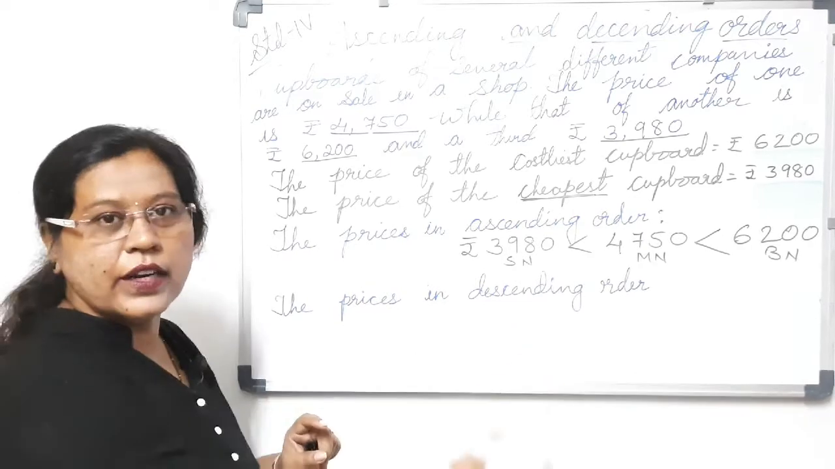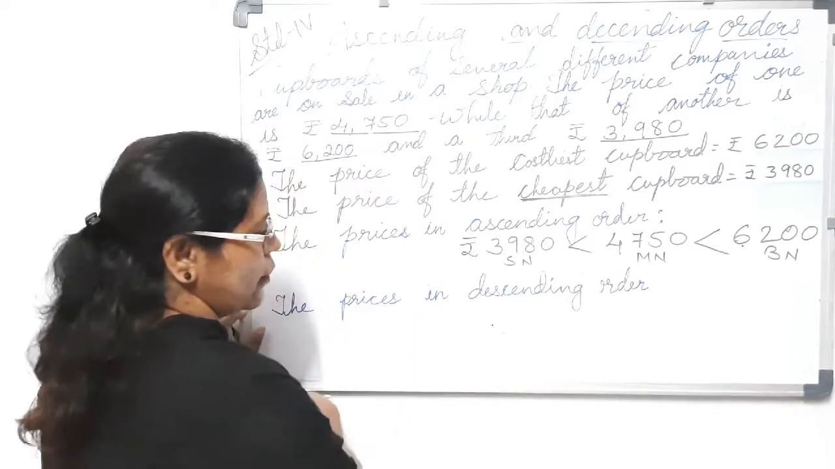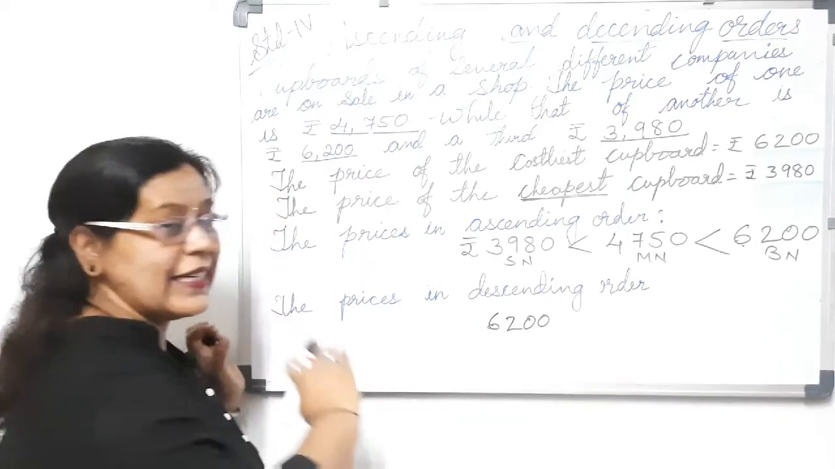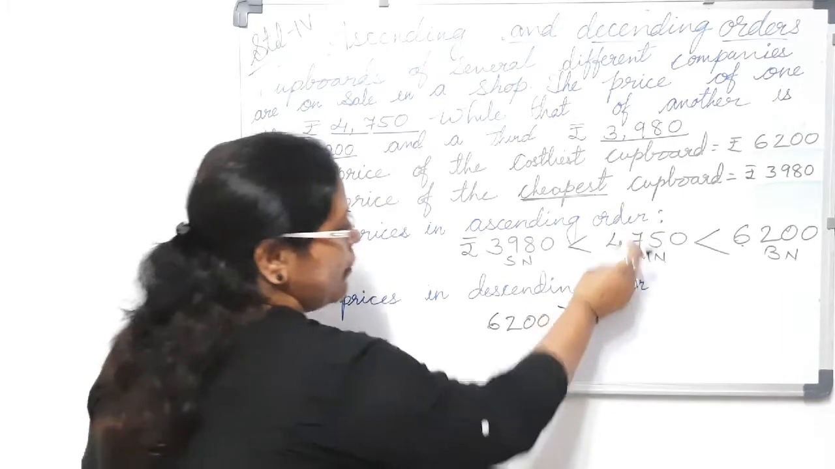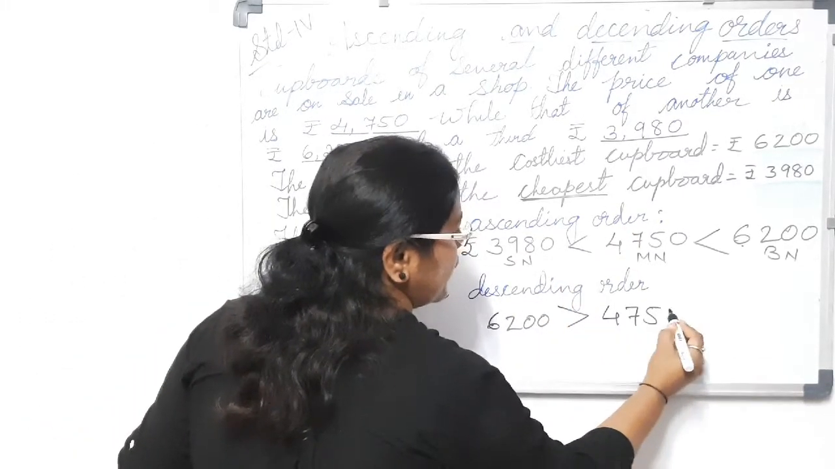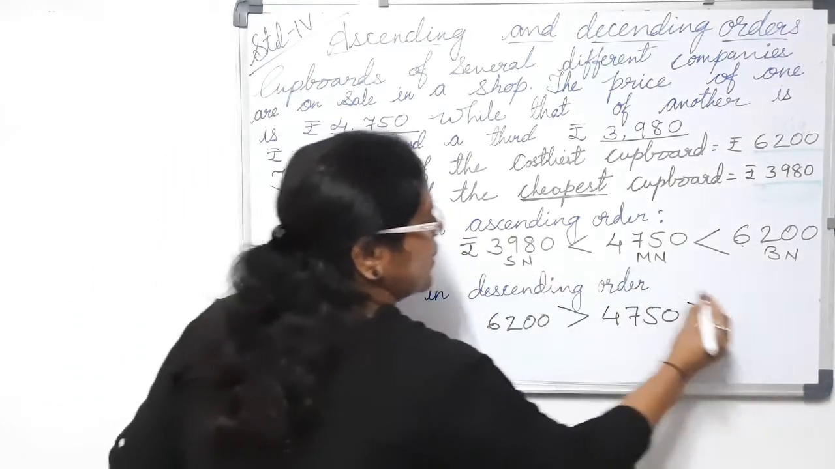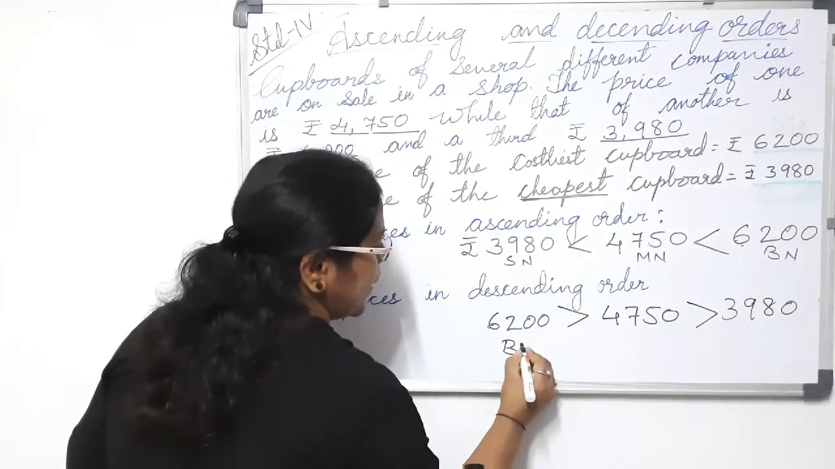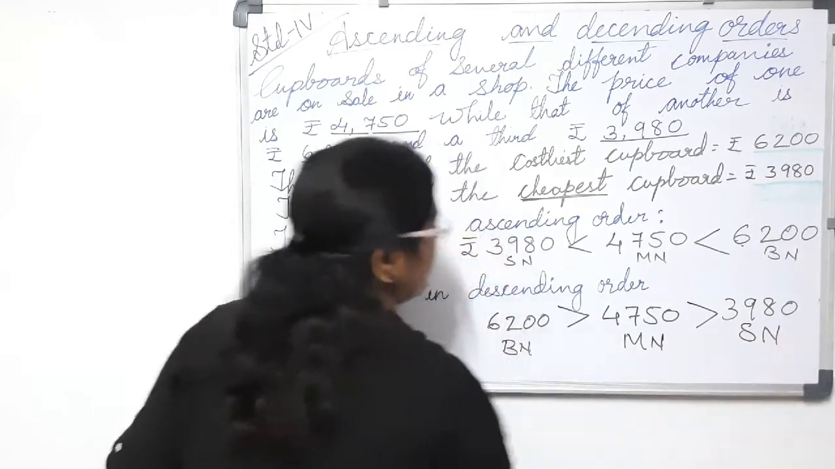Now we'll see the descending order. Descending order is the reverse. Okay, reverse form. This number will come here first. So 6200 is greater. This number is greater than which number? The middle number will be the same for all. So this is 4750. 4750 is greater than 3980. So this is the big number, this is the middle number, and this is the small number.